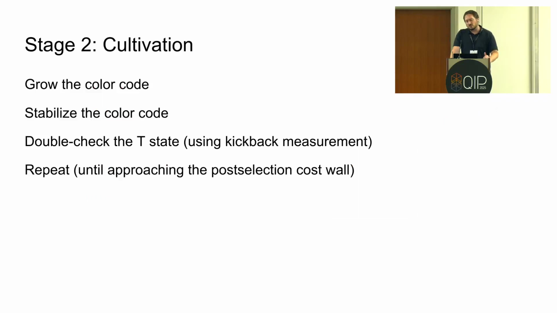Then there's the actual cultivation phase, where we check on the T-state using these phase kickback measurements. We keep growing the color code as needed. We measure the stabilizers of the color code to prevent correlated errors across the T-state measurements. We'll keep going until we kind of get close to the cost wall, and then we escape.